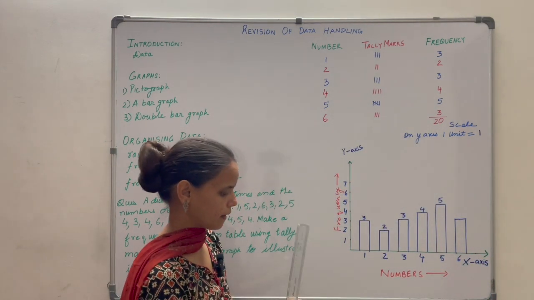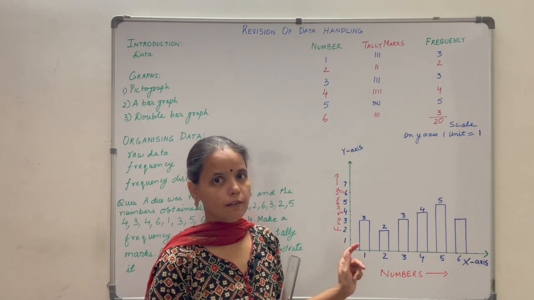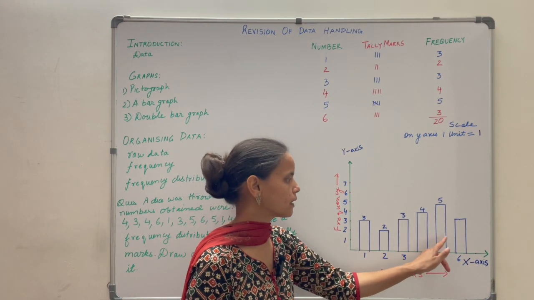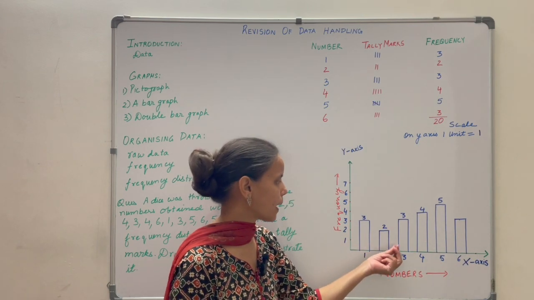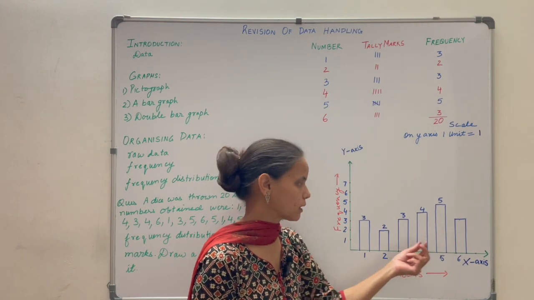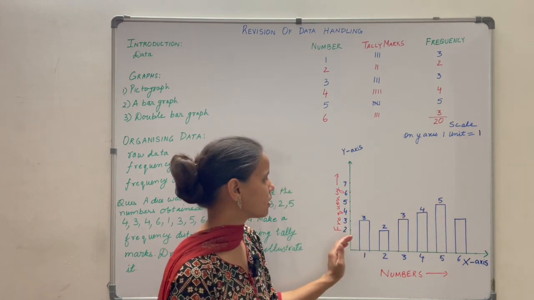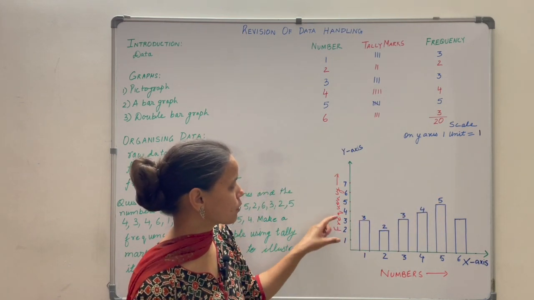So this is the bar graph. When I have made the bar graph, I have considered a few points. The width of the bar is fixed. Here I have taken 1 unit. The gap between each bar is also fixed. That is 1 unit. And the height of the bar represents the information. It is proportional to the information.